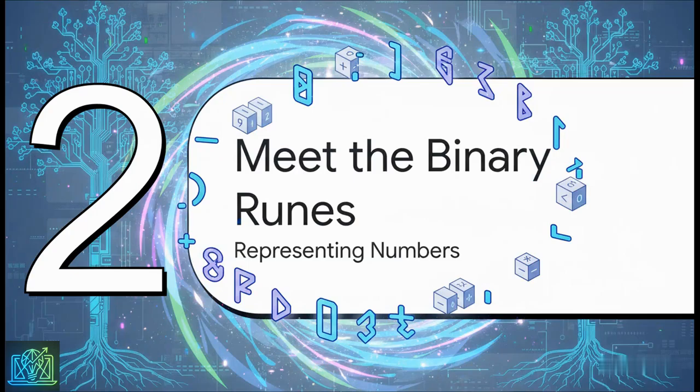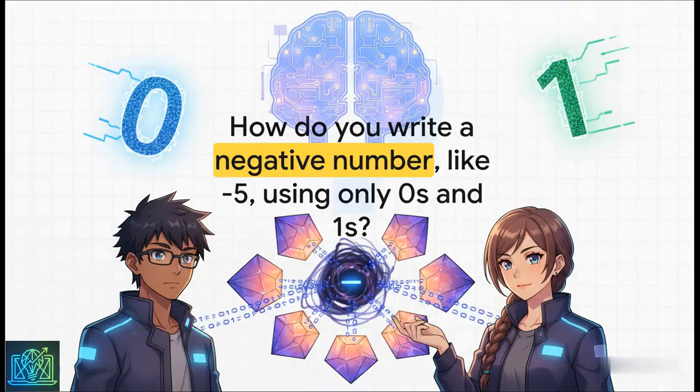All right, now that we've got the alphabet down, let's see how these runes can represent all the numbers we use. It's pretty easy with positive numbers, but the real magic happens when we start dealing with negative numbers. This is such a great question, and it's a puzzle that early computer scientists really had to crack. You can't just stick a minus sign in front of a bunch of ones and zeros, right? The computer needs a special spell to understand that a number is negative. Any guesses on how it works?